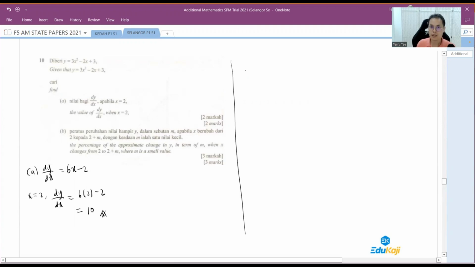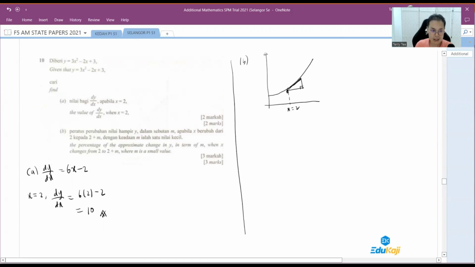Okay. B, I'll do it here. Find the percentage of approximate change in y in terms of m when x changes from 2 to 2 plus m. m is a small value. Well, this is a small change approximation question. So you may have a curve like this. Let me explain to you. Originally, your x is 2. Your x increases by a small value, right? Because it's too small, it's actually almost on the curve.